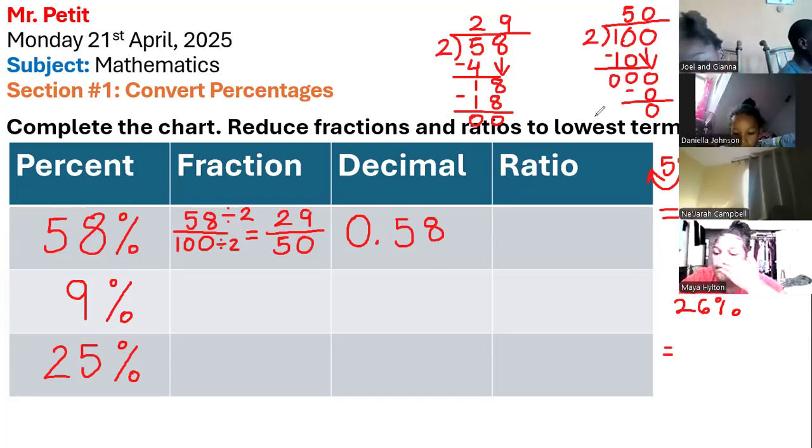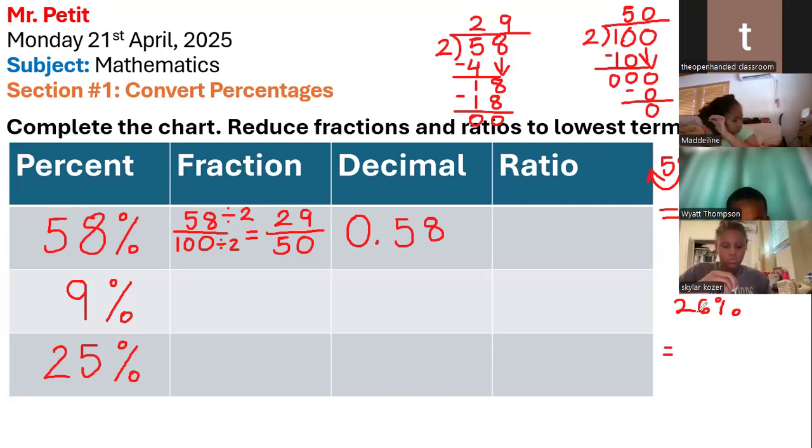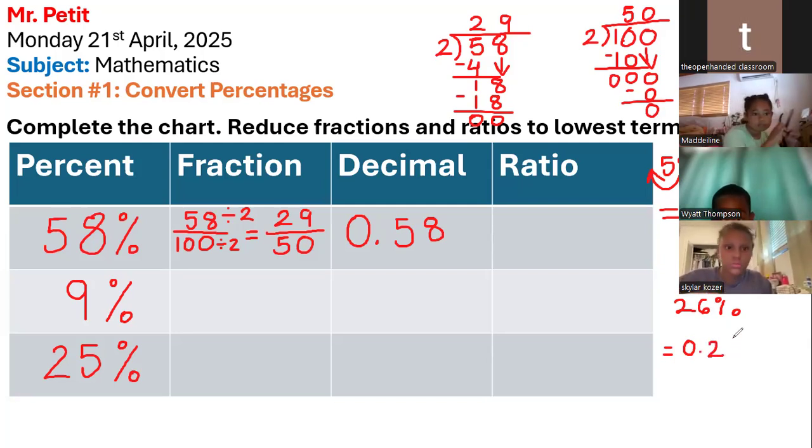I don't know. So 26% is gonna be 0.26. All right, so if 58% is gonna be 0.58, 26% is gonna be 0.26. Let's try another one.